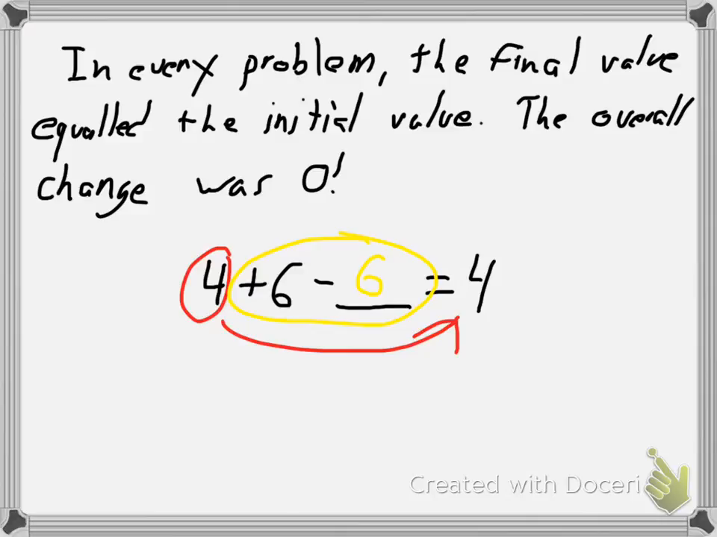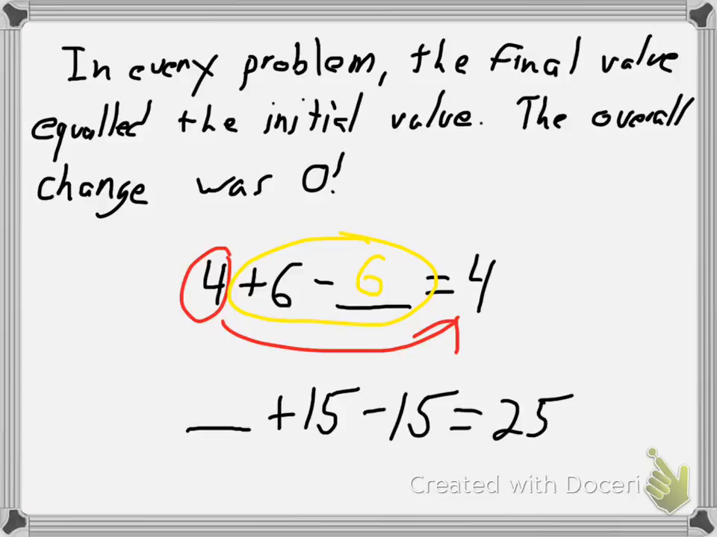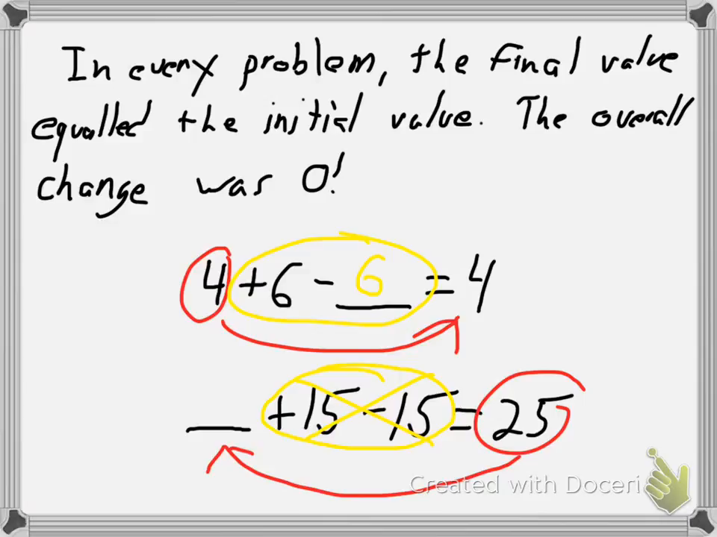If I was to give us something like this, say we don't know what we start with, but we know if we add 15 and then subtract 15, it's going to equal 25. Again, I can use the same principles that I already saw. If I'm adding and subtracting 15, I know that those are going to cancel out. There's not going to be any change, because if you're adding an amount and then taking that same amount away, you're exactly what you started with. So whatever we ended with here has to be whatever we started with here, which is 25.